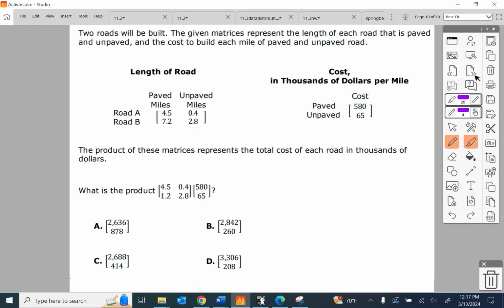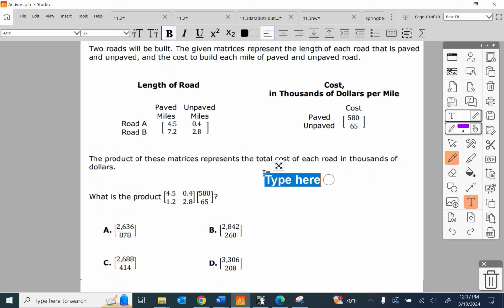Moving on. 2 roads will be built. The given matrices represent the length of each road that is paved and unpaved, and the cost to build each mile of paved and unpaved road. The products of these matrices represent the total cost of each road in thousands of dollars. What is the product of these 2 matrices? This is likely a by hand question. I don't think it'll be on the calculator part.